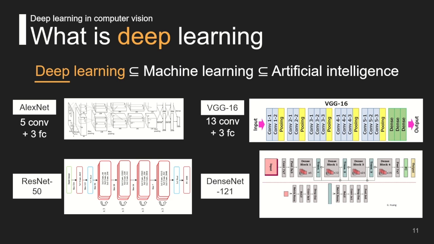Many people are confused by these terms: deep learning, machine learning, and artificial intelligence. Deep learning is a subset of machine learning, and machine learning is a subset of artificial intelligence. They have some relationship, but they are different. But why do we call it deep? You can see that the layers go deeper and deeper in this popular deep learning backbone. So that's the reason.